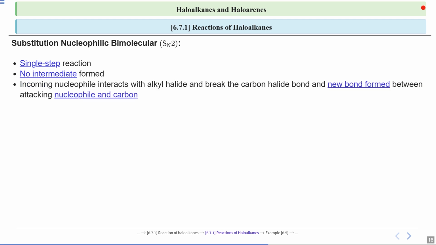The incoming nucleophile interacts with the alkyl halide and breaks the carbon halide bond, and a new bond is formed between the attacking nucleophile and carbon. Okay, what will happen here? The nucleophile here also is going to substitute the already existing nucleophile, right? So the incoming nucleophile interacts with the alkyl halide, breaks the carbon halogen bond, and a new bond will be formed between the attacking nucleophile and the carbon of the carbon halogen bond.